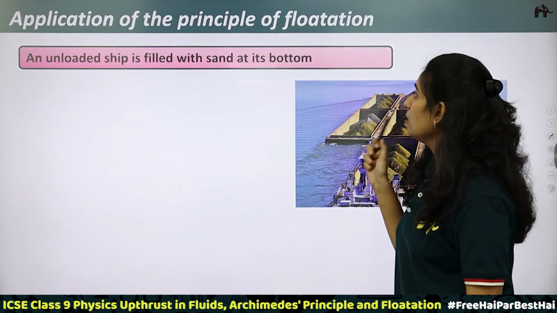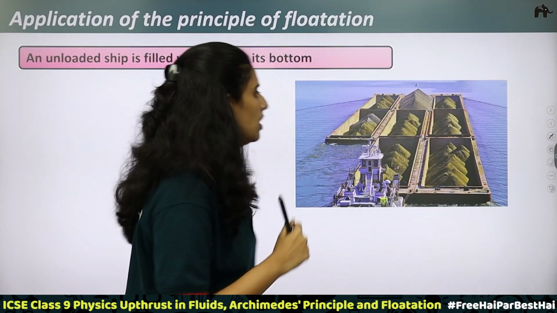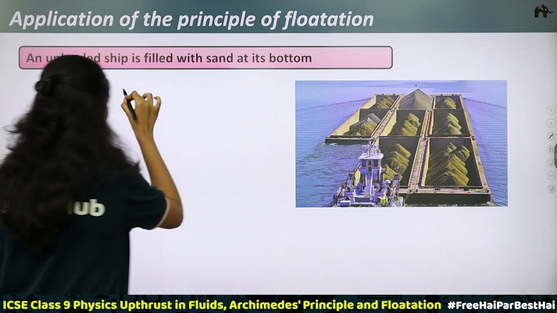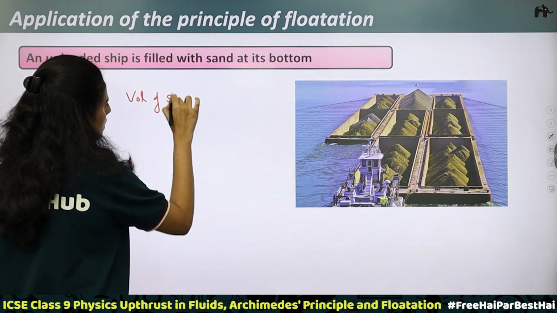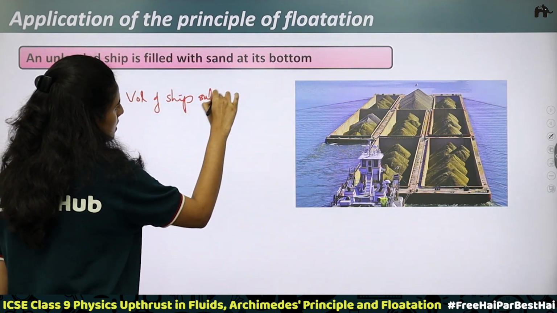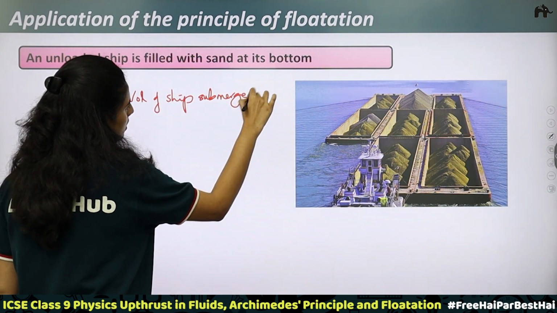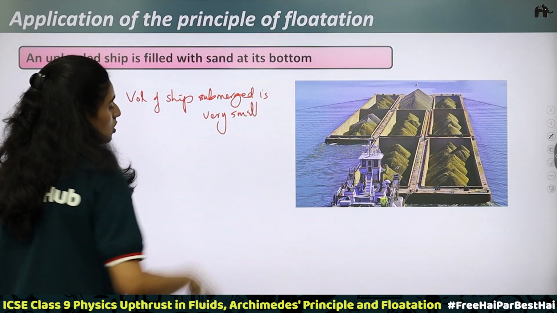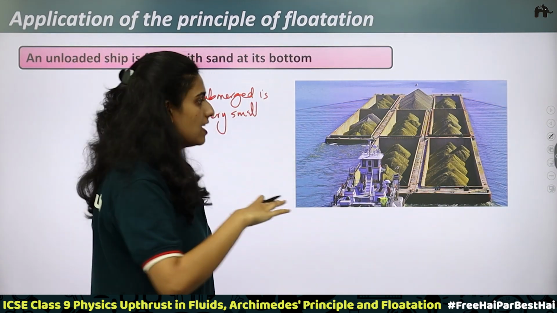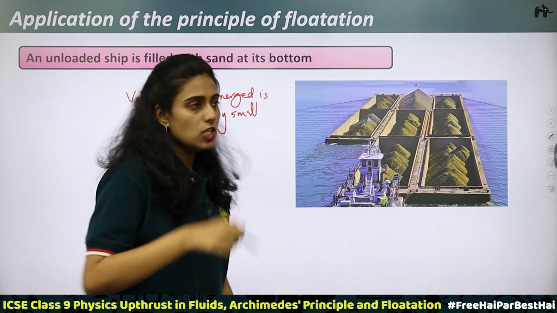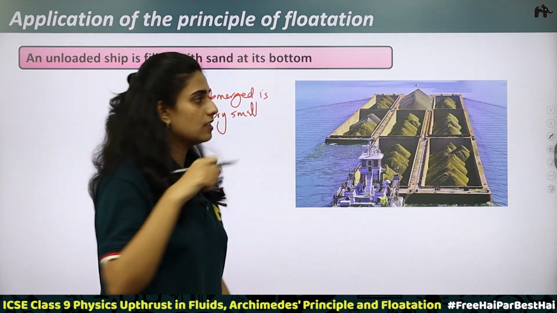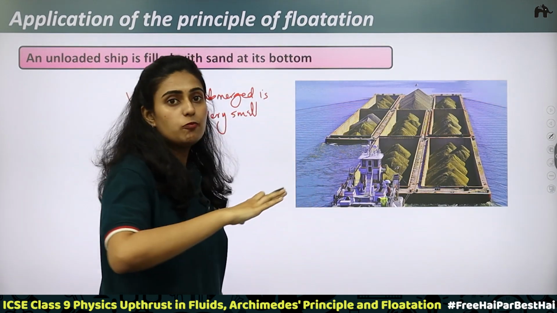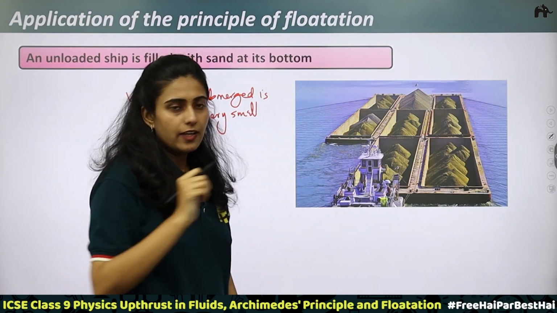An unloaded ship is filled with sand at its bottom. So why is it done? In the case of an unloaded ship, the volume of ship submerged is very small. So here the center of gravity will be higher and the equilibrium will be unstable. So when there is a chance of a strong wind, the ship will blow off. Okay, it will fly off.